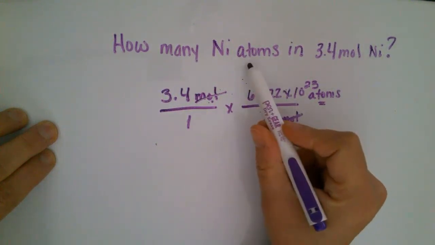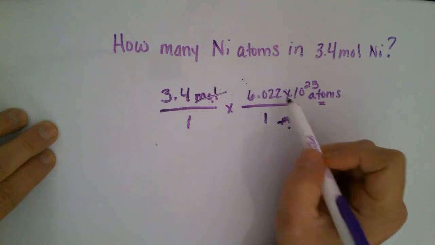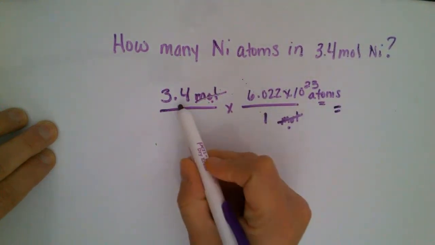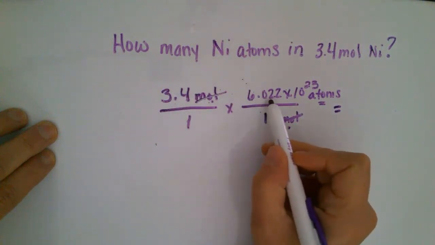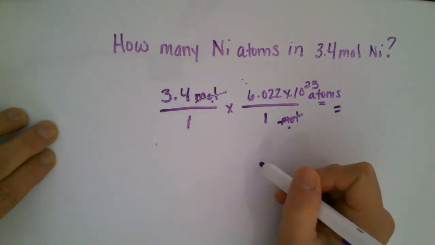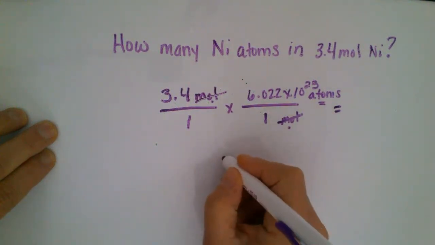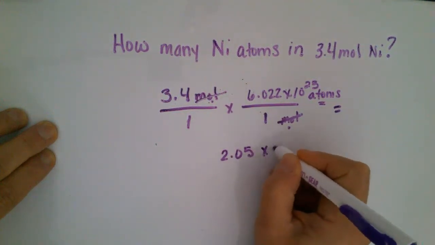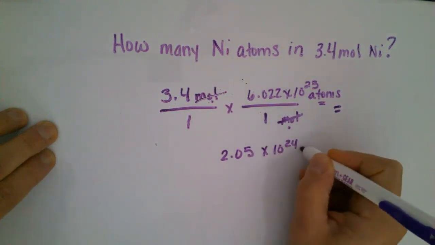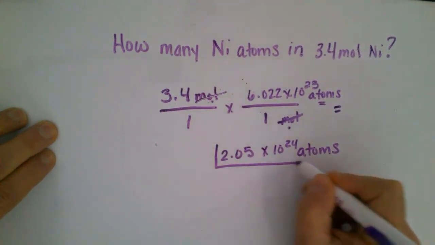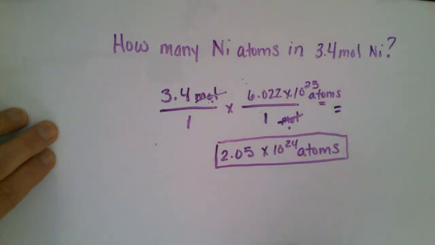So come back and look at your question. It's asking for atoms, so we know we don't have to go any further. So we would just multiply 3.4 times 6.022 times 10 to the 23rd, and that would all be over 1. And that would end up giving us 2.05 times 10 to the 24th atoms. Okay, piece of cake, right?